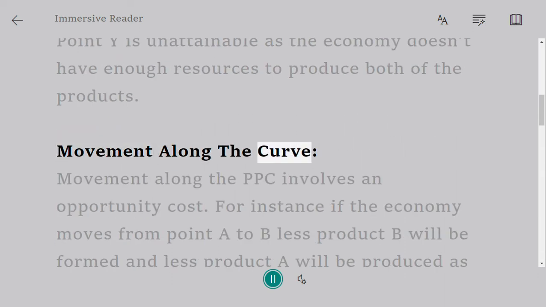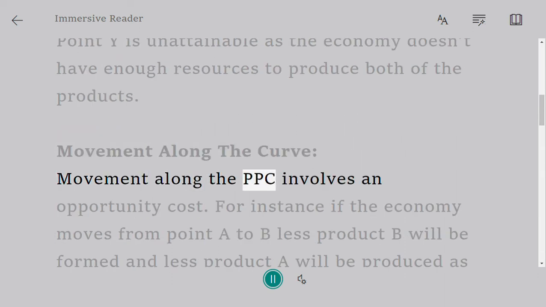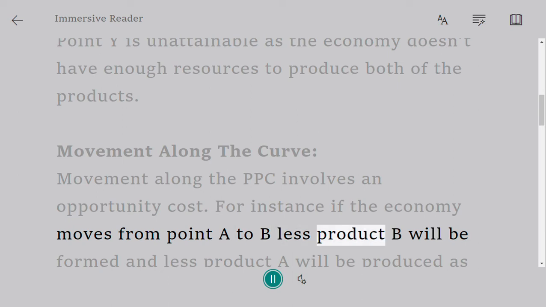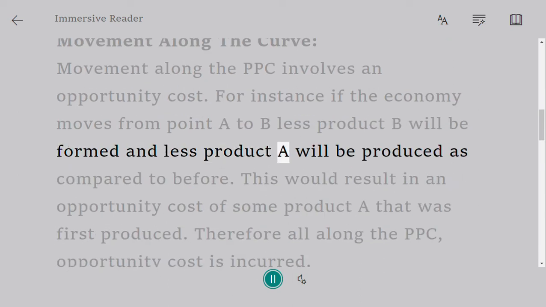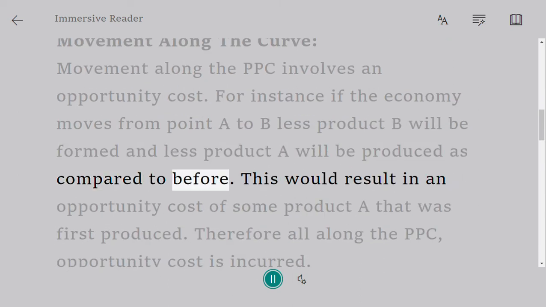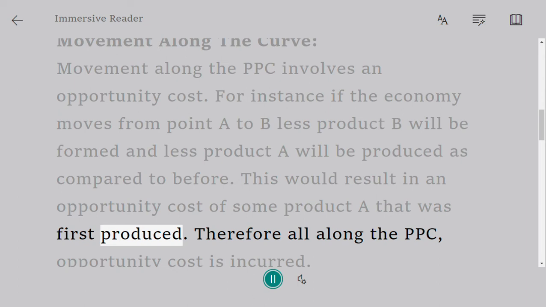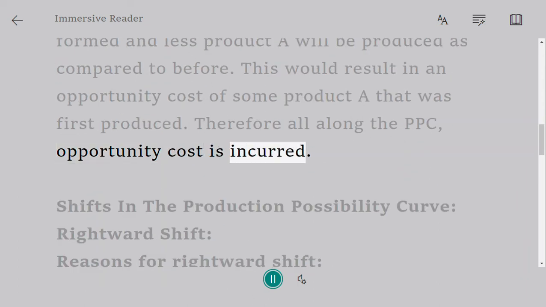Movement along the curve. Movement along the PPC involves an opportunity cost. For instance, if the economy moves from point A to B, less product B will be formed and less product A will be produced as compared to before. This would result in an opportunity cost of some product A that was first produced. Therefore, all along the PPC, opportunity cost is incurred.